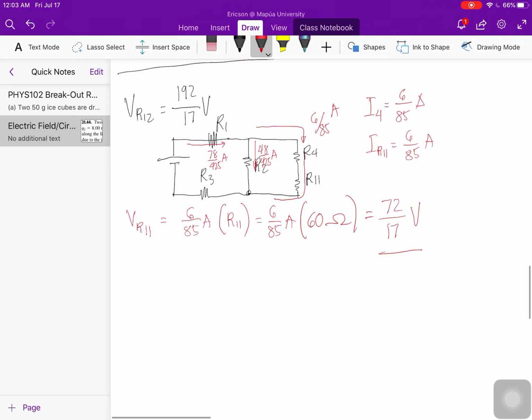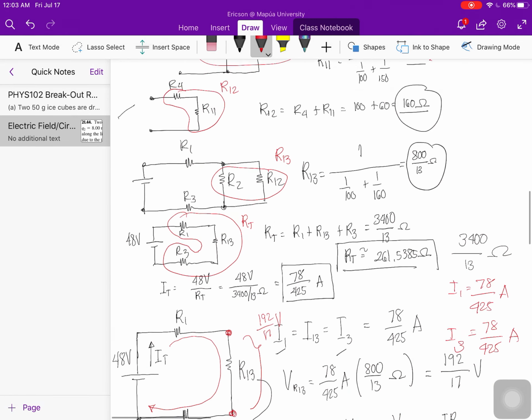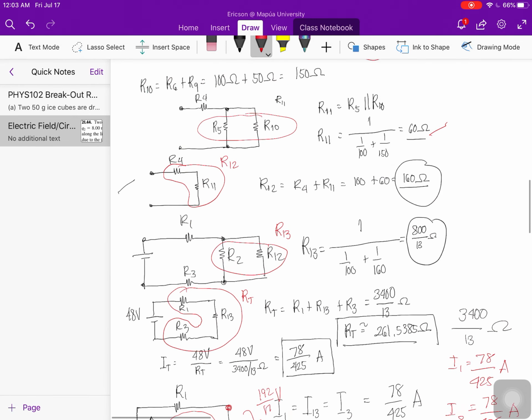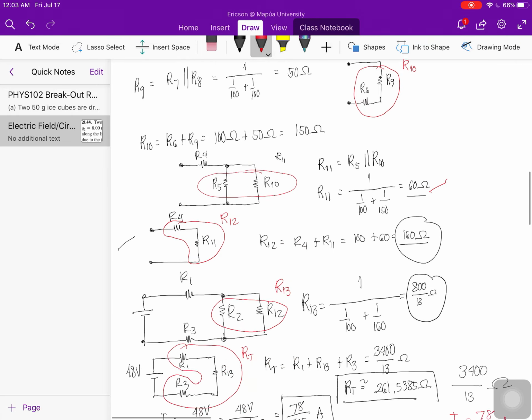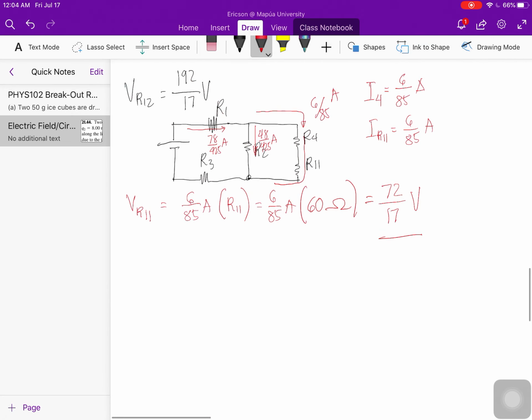Okay, now, let's go back. Ano bang itsura ng R11? R11 actually is the series of R5 and R10. Okay, series of R5 and R10. Okay. So, pag sinimplify natin, nandito na tayo.